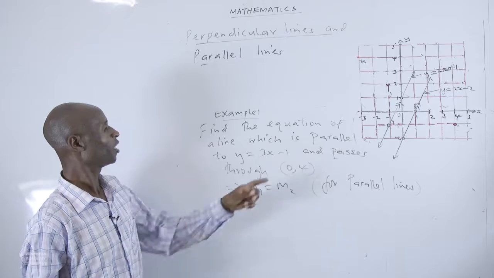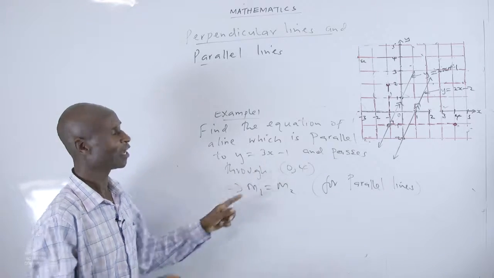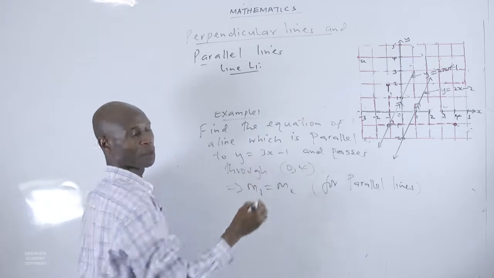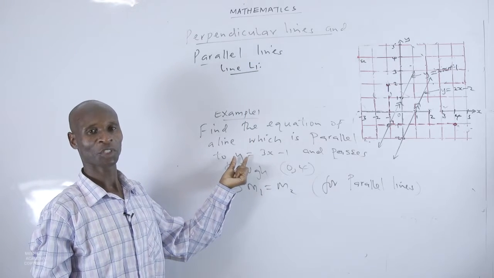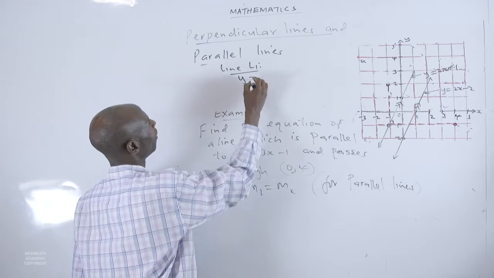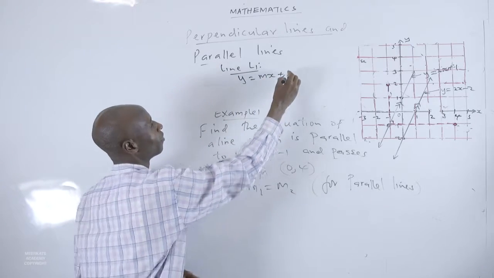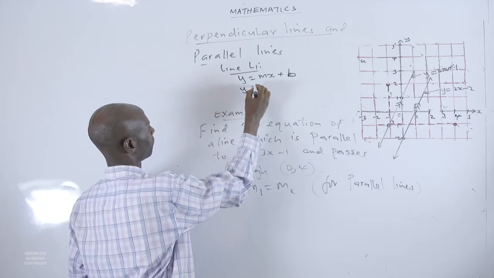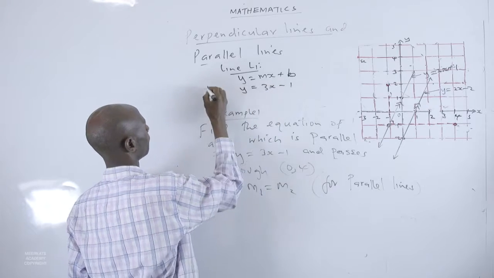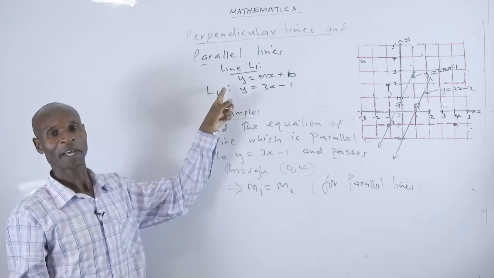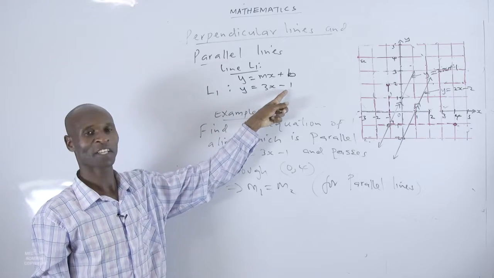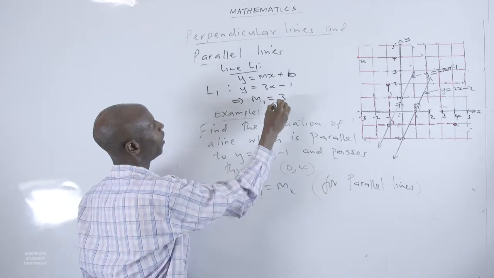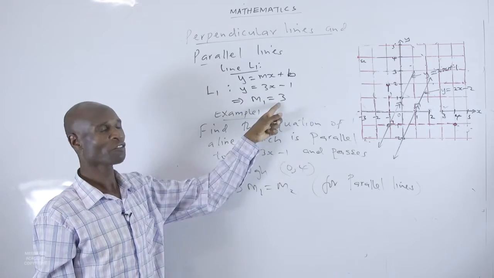And therefore, we need to find the gradient of this first line, L1, by comparing its equation with the general equation y is equal to mx plus b. For line 1, the equation is y is equal to 3x minus 1, implying that m1 is 3. So the gradient of that line is 3.